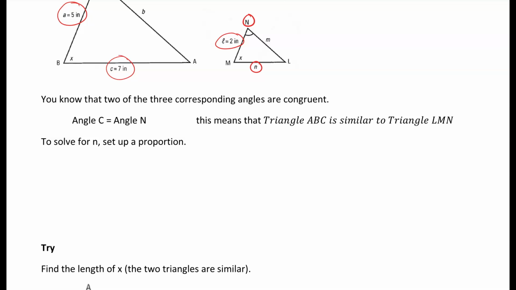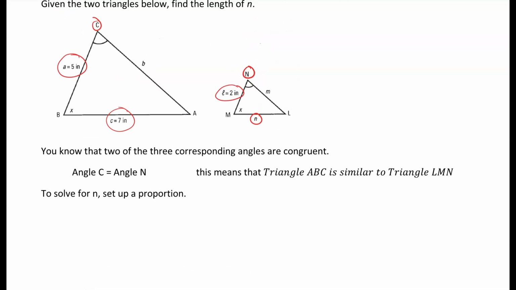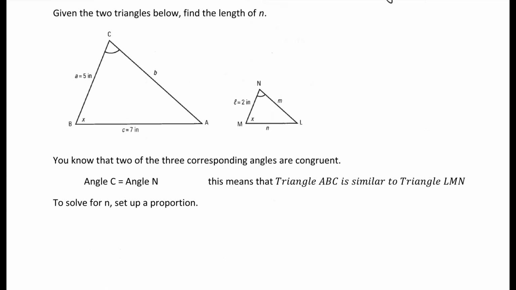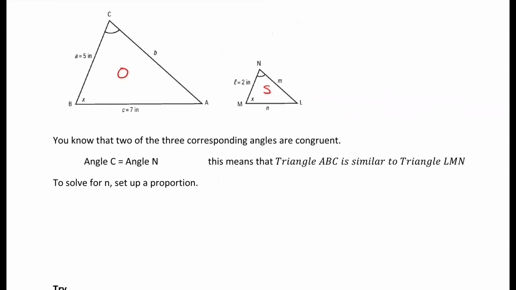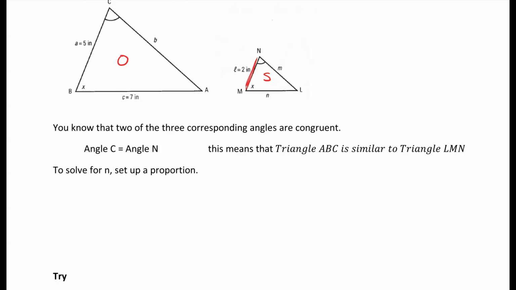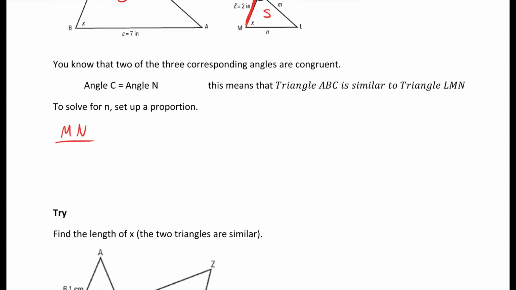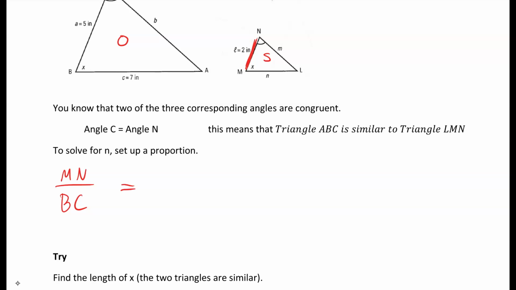Now we're going to set up a proportion here with our matching sides. If we think about our smaller triangle here being our scale, and this being our original, we can match up our sides. So we have this length right here, which is 2 inches, and that would be MN over our corresponding side, which would be BC. So we'd have our scale over our original, which is 2 over 5.